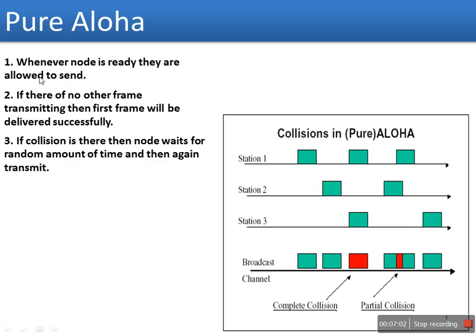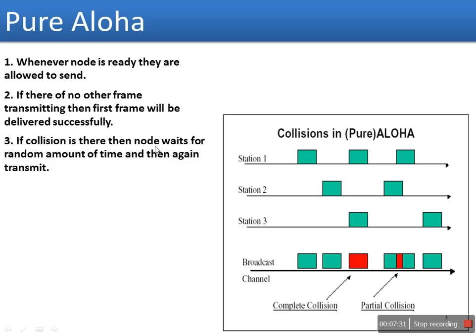So I'm again briefing. Whenever a node is ready, it is allowed to send. If there are no other frames transmitting, then the first frame will be delivered successfully. The meaning of this second point is that once a frame is transmitted, during its transmission period, if no other frame is transmitted in the medium, then that frame will be delivered successfully.